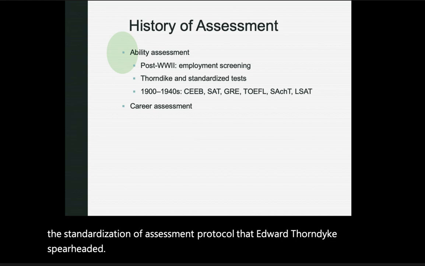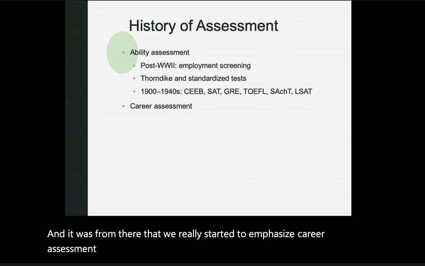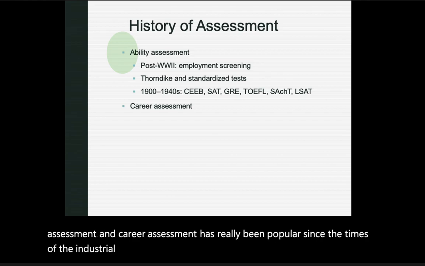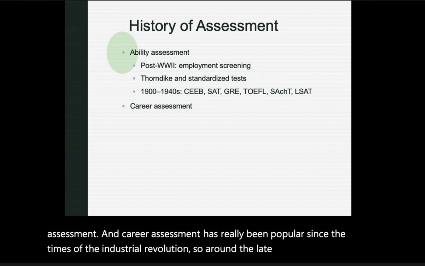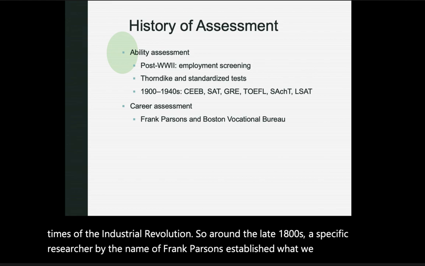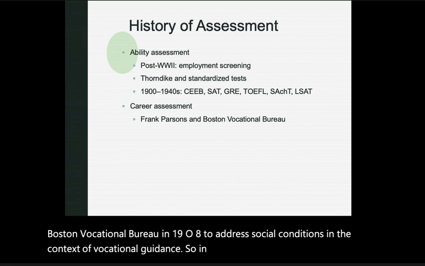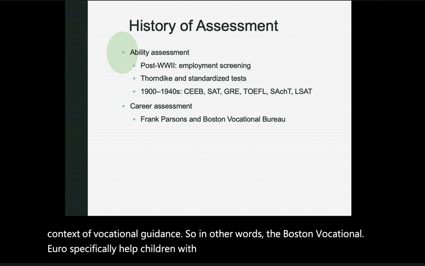And it was from there that we really started to emphasize career assessment. And career assessment has really been popular since the times of the Industrial Revolution, so around the late 1800s. A specific researcher by the name of Frank Parsons established what we call the Boston Vocational Bureau in 1908 to address social conditions in the context of vocational guidance. So, in other words, the Boston Vocational Bureau specifically helped children with career selection through the utilization of career assessment.